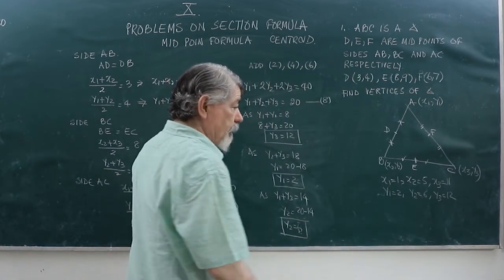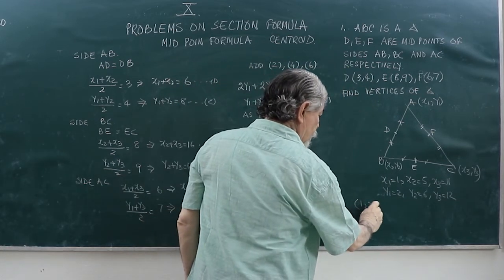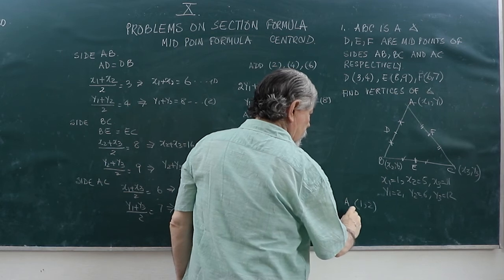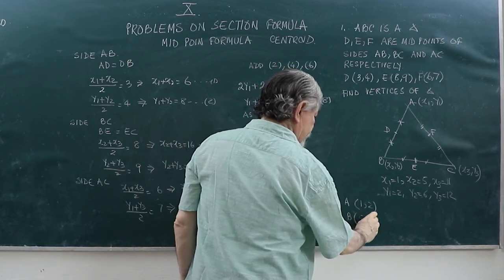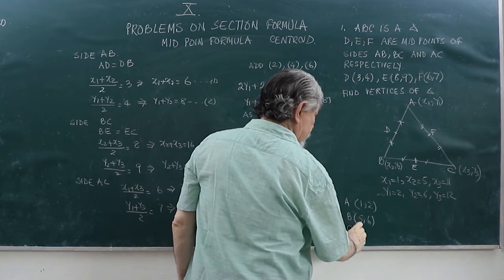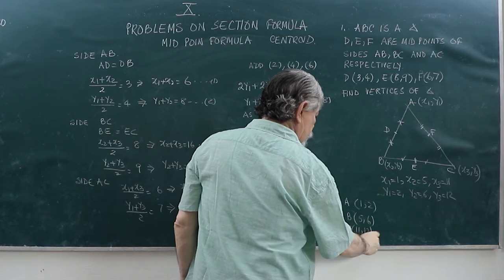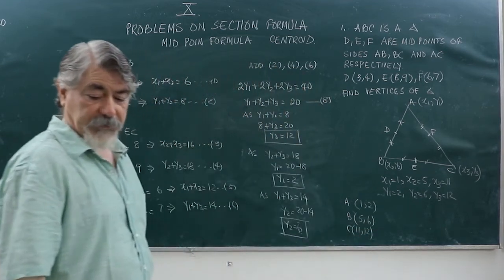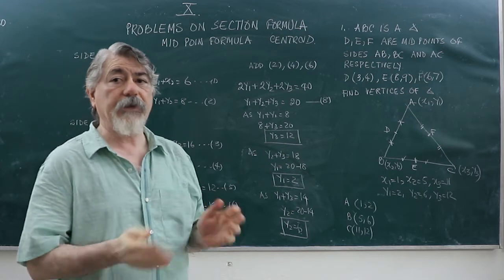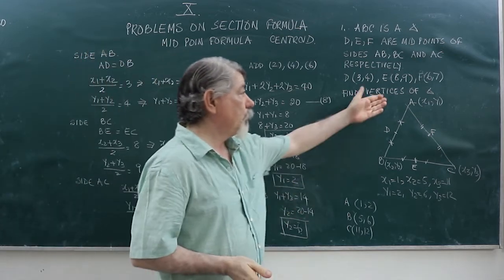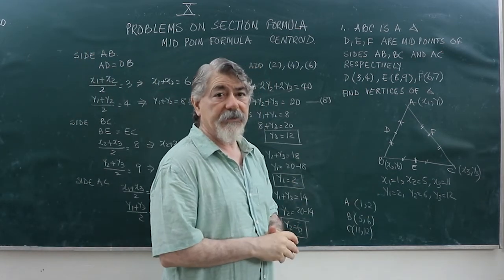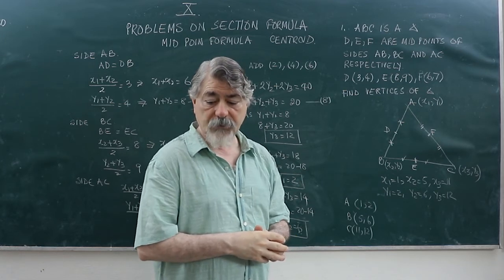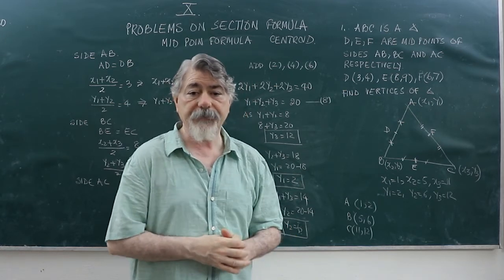So we have got the coordinates: A is 1, 2, B is x2, y2, 5, 6, and C is x3, y3, 11 and 12. So this is the simple method of calculating the coordinates of A, B and C. This is how we get the coordinates of A, B and C.